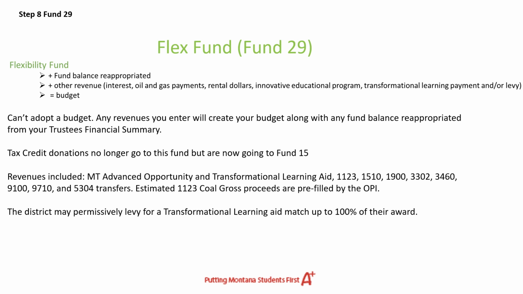You can't adopt a budget, and any revenues you enter will create your budget along with any fund balance reappropriated from your TFS. Tax credit donations are no longer in this fund, but are now going to Fund 15. And revenues included here are your Montana Advanced Opportunity and Transformational Learning Aid, plus other codes that you can see there on the screen. Estimated 1123 coal gross proceeds are pre-filled by the OPI. And the district may permissively levy for a transformational learning aid match up to 100% of their award.